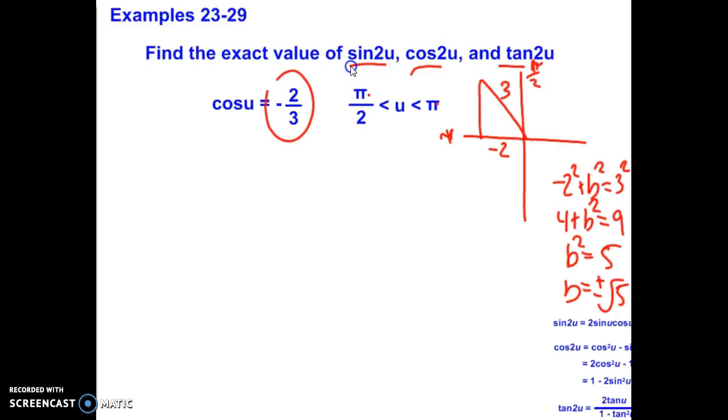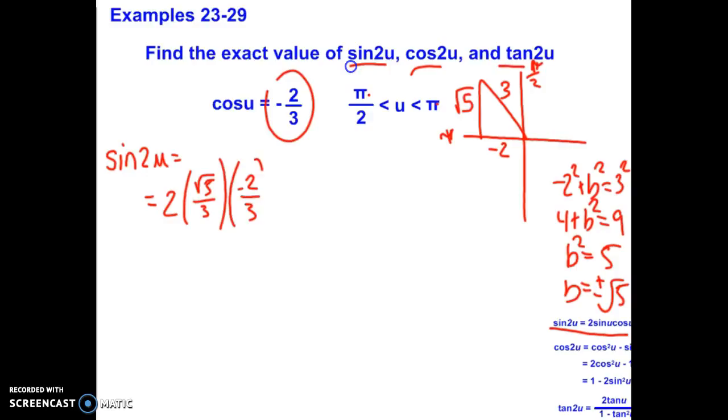But it's a length, so it's going up, so it's root 5. So, knowing that, in order to find the sine of 2 theta, I need to plug into my formula. So the sine of 2 theta, what's that going to equal? It's going to equal twice the sine value. The sine value is root 5 over 3. The cosine value, which is negative 2 over 3. Multiply my numerators, I get negative 4 root 5. Denominator, 9. So this is the sine of 2u.